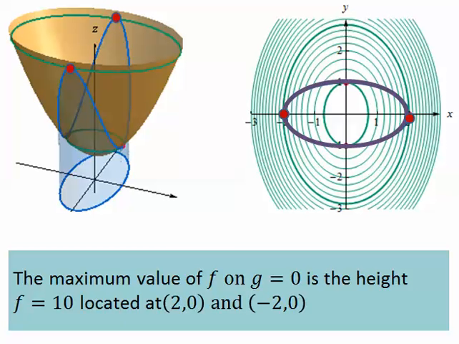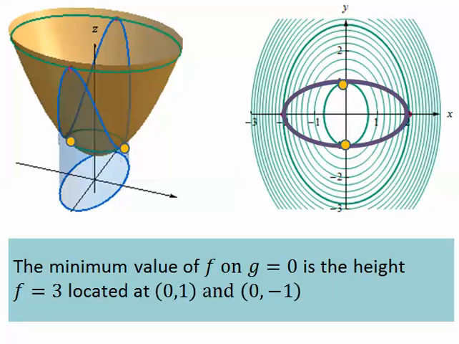The maximum value of f on g equals 0 is the height f equals 10 located at (2, 0) and (negative 2, 0). The minimum value of f on g equals 0 is the height f equals 3 located at (0, 1) and (0, negative 1). More on this in part 2.